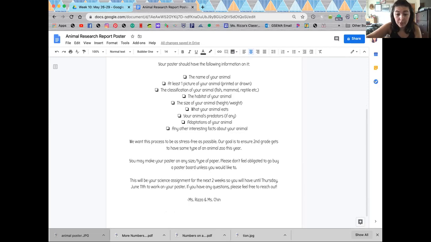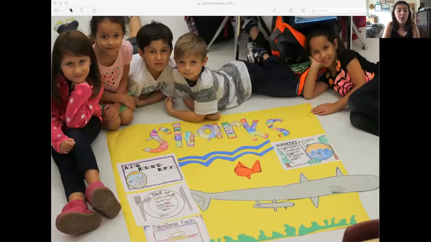I'm going to share a picture of a poster. This isn't what yours might look like, but I'm going to give you some ideas. You'll notice on this poster, these kids have their animal's name in big letters. They wrote sharks at the top, and they cut a shark out of paper. You could also draw yours. They made their background look like the habitat of the shark, which I thought was pretty cool. They put the seagrass down here, and they put some waves. These are all things that you could do for your animal.